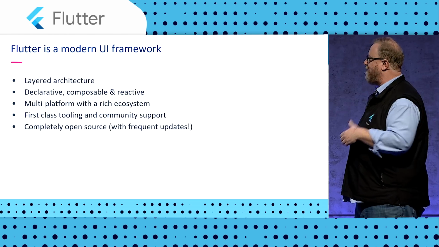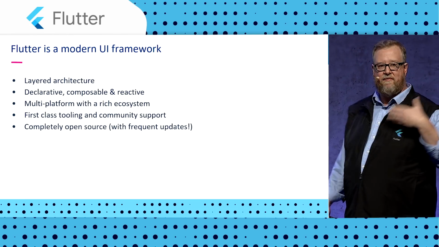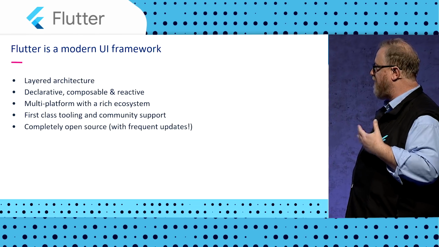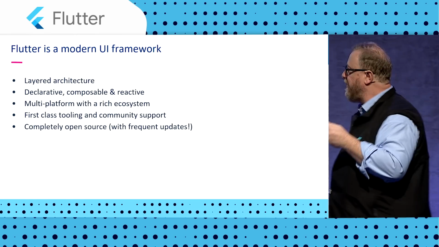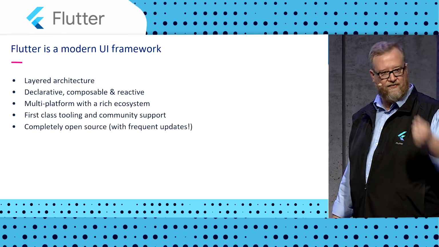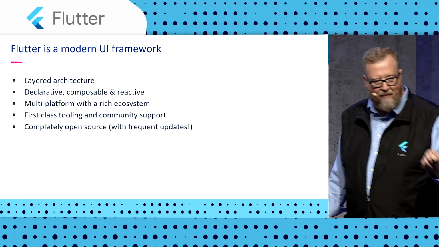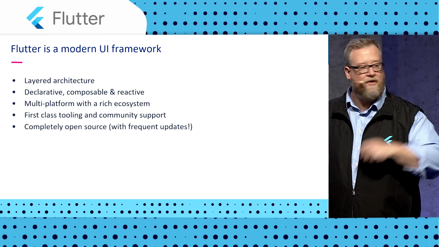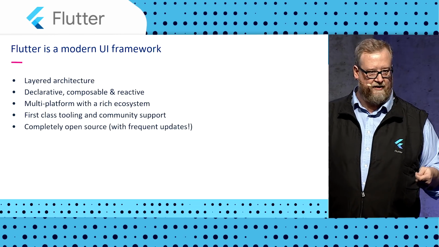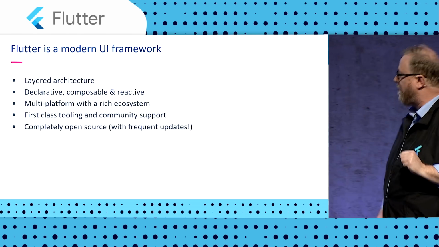We're going to start by talking about its architecture. We're going to talk about what it means to be declarative and composable and reactive. We're going to talk about how it works well across multiple platforms with a rich ecosystem, how it has first-class tooling and community support, and we're also going to talk about its open source nature and the benefits you get as developers using open source. Okay? That's what we're going to talk about.